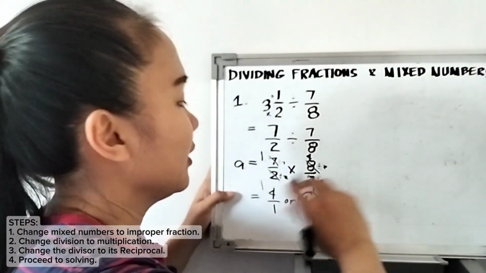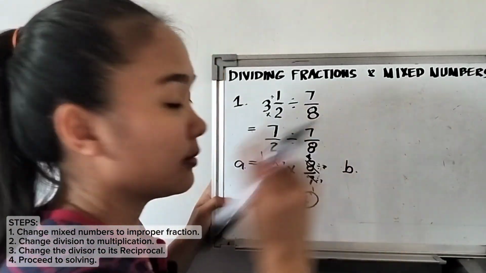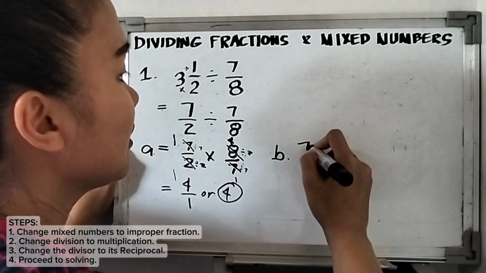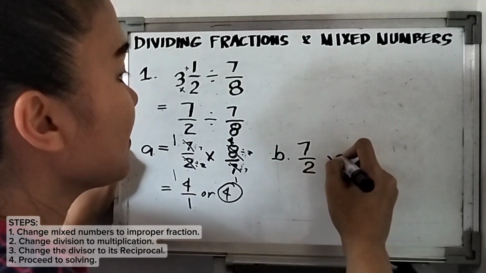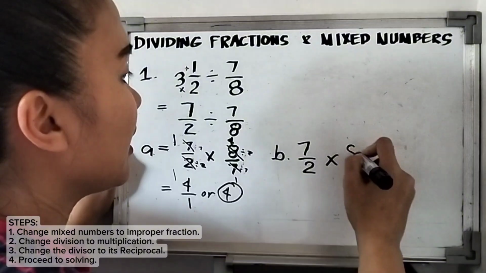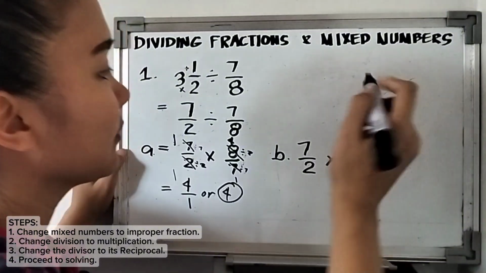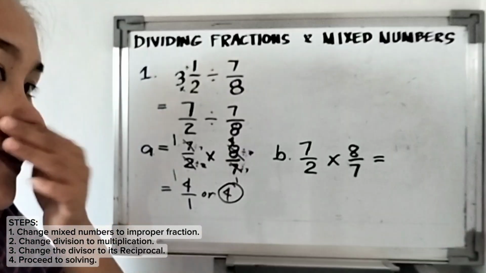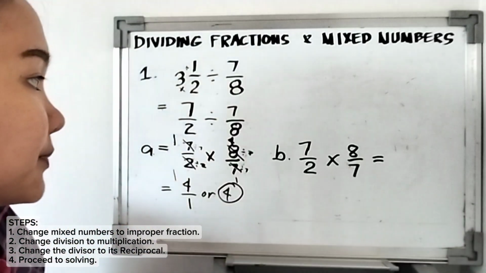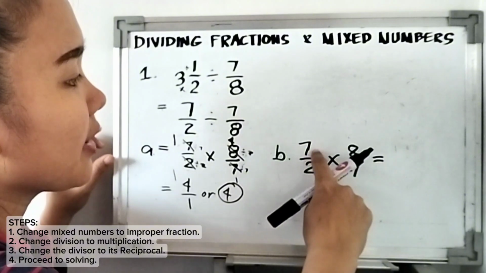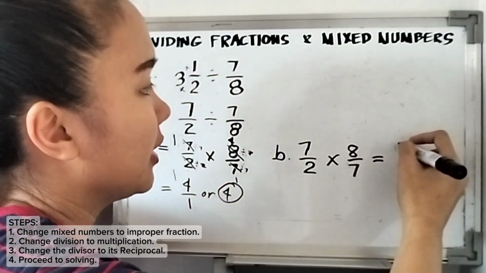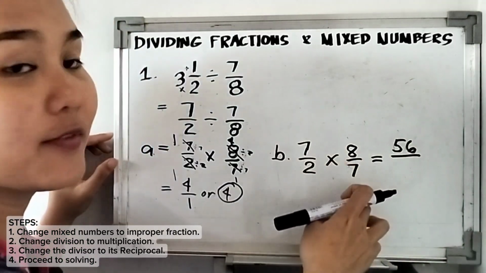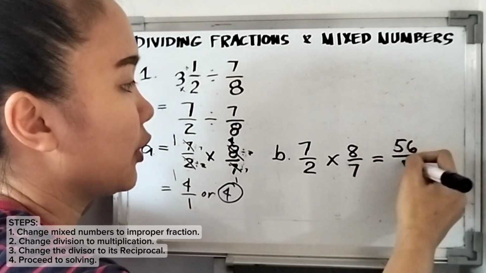Now, the other method, letter B. Let's copy this one first. 7 over 2 times, what's that? 8 over 7. You can actually proceed. I told you that the fourth step is you can proceed to the operation. So now 7 times 8. Very good. That equals 56. Now 2 times 7. That's 14.